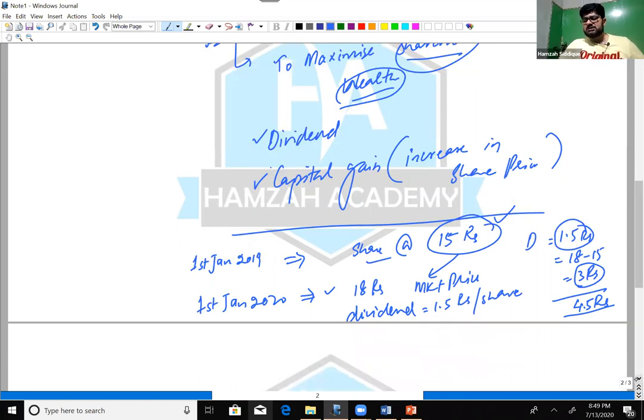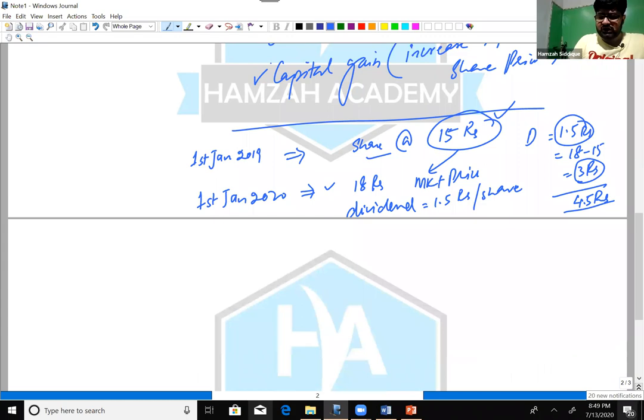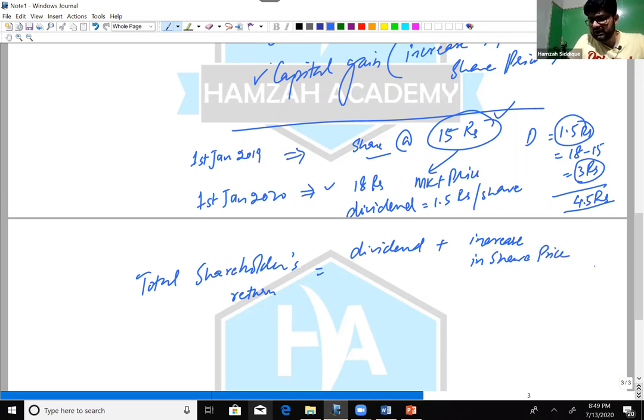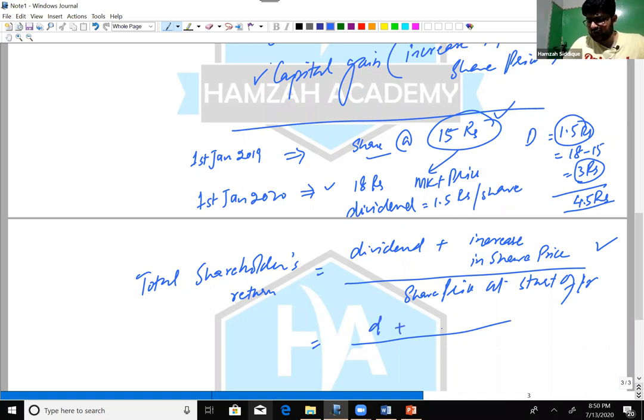Now from here comes a ratio of total shareholder return. How is it calculated? It is dividend during the year plus increase in share price during the year, divided by share price at start of year. You need not memorize this; just remember D plus P1 minus P0. P1 is the share price at the end of the year, P0 the share price at the start of the year. So the difference is the gain, divided by P0.